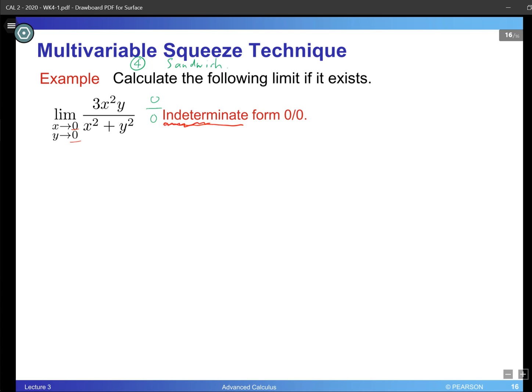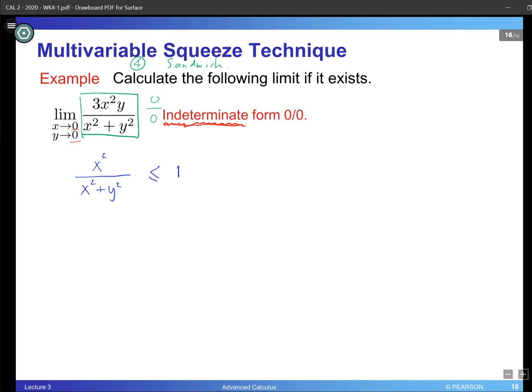Now let's focus on the function we have right here, 3x squared times y divided by x squared plus y squared. But I'm going to start this problem a little bit differently. I'm going to start with this term, which is quite similar to what we had, but not exactly the same: x squared divided by x squared plus y squared. Let's focus on this one. When you look at this fraction, one thing we know for sure is that this fraction cannot be larger than 1.